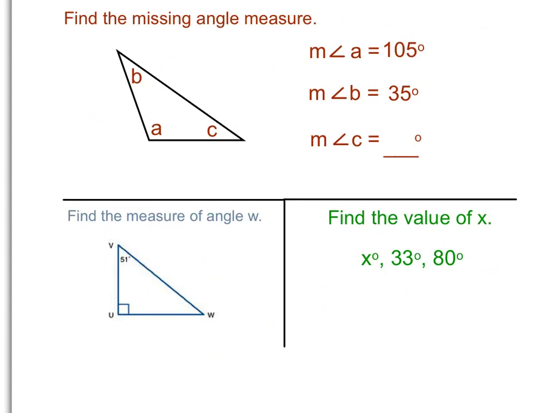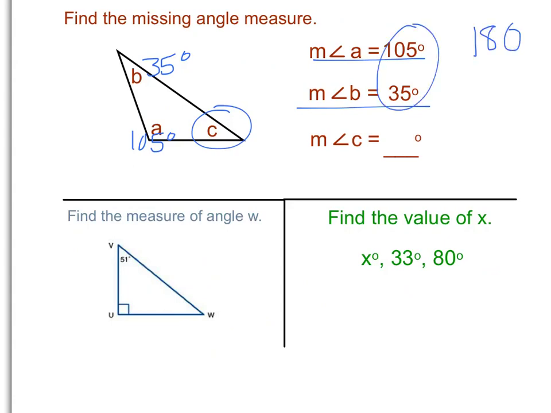So we know that a triangle adds up to 180 degrees. If we know the measure of angle A is 105 degrees, the measure of angle B is 35 degrees, we know that whatever's left is going to make 180 when we add them all up. So we're going to take 180 and subtract 140 because that is 105 and 35 put together. And I'm left with 40 degrees.